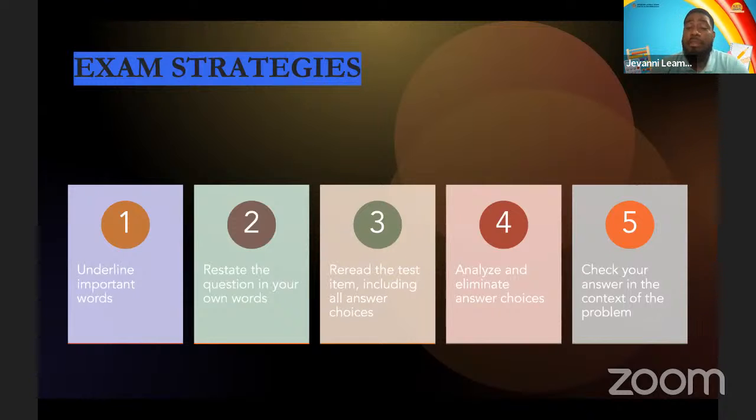Then the fourth step, analyze and eliminate answer choices. Answers that you think would never be an answer, especially when you're doing multiple choice, and the out of ordinary answers, that's step 4. Step 5, check your answer in the context of the problem. See if it makes sense, if it applies to whatever the question is that you just answered. That's really it. 5 steps.